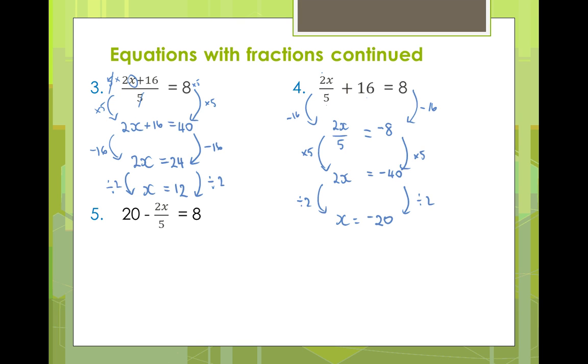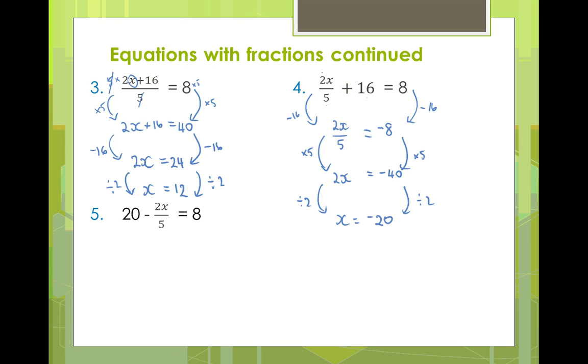negative 20. If I substitute that in up here, 2 lots of negative 20 is negative 40. Negative 40 divided by 5 is negative 8. Negative 8 plus 16 equals 8. So I know my solution is correct.